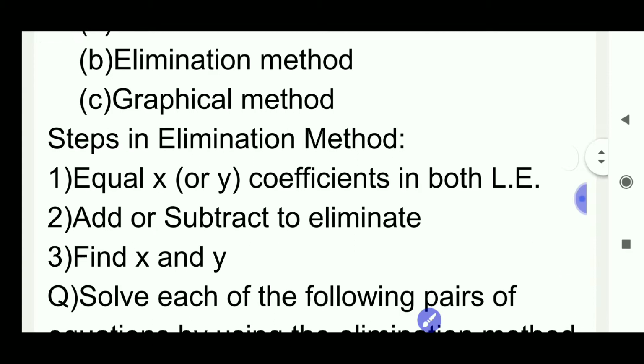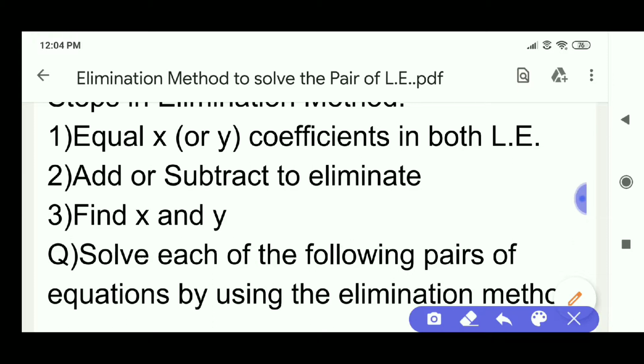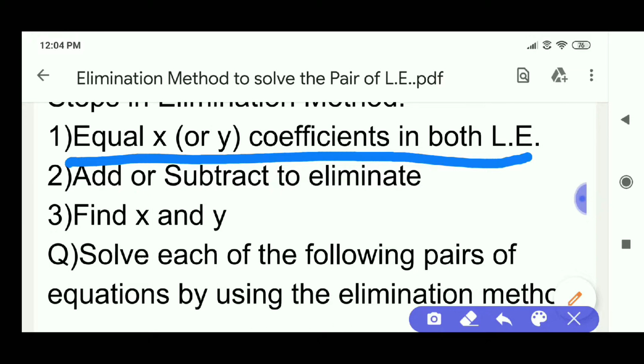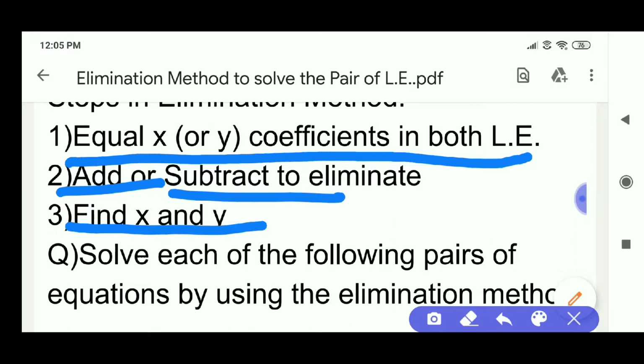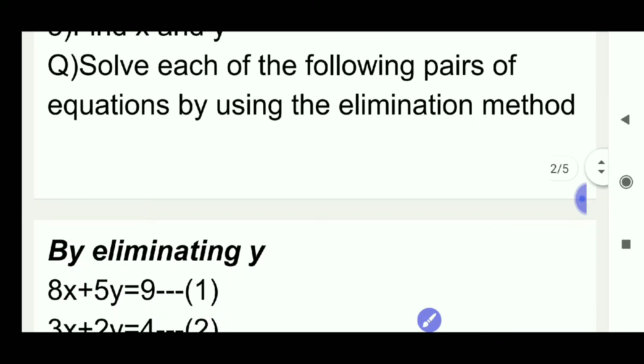Now, what are the steps in the elimination method? First, make the x coefficient or y coefficient equal in both linear equations. Whether both are positive or both are negative, then subtract. If one is positive and the other one is negative, then add. Later, find x and y. Don't worry. By solving the problem, you can understand it very well.